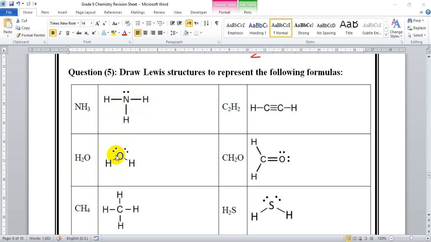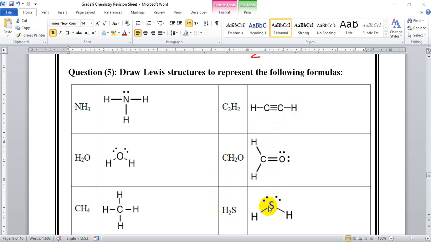H2O, O has 2 lone pairs and 2 bonds with 2 hydrogen atoms. CH4, C, the central atom, has 4 single bonds with 4 hydrogen atoms. C2H2, carbon with carbon, triple bond, and each carbon atom has a single bond with a hydrogen atom. CH2O, here C, the central atom, has a double bond with the oxygen atom and 2 single bonds with hydrogen atoms.